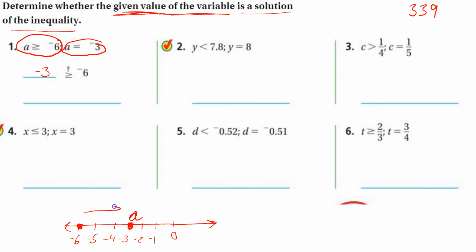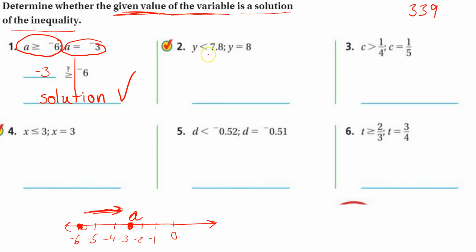Remember, if you move right on the number line, you're getting bigger or more valuable numbers. So if A is -3, it's going to be greater than -6. So this is a solution. This would work. We showed it down here.